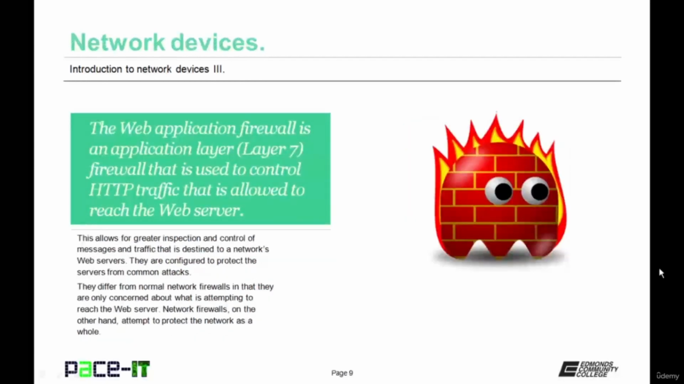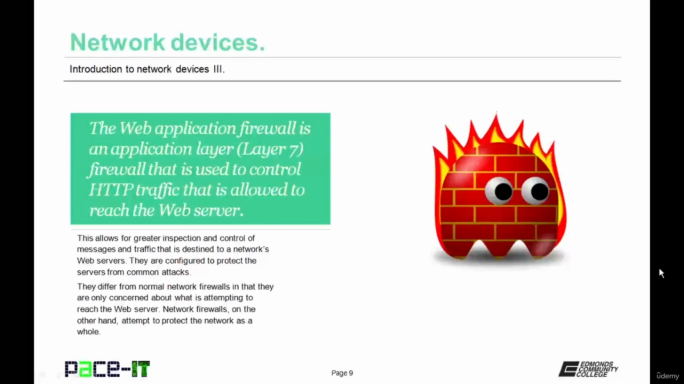The Web Application Firewall is an application layer, or Layer 7, firewall that is used to control HTTP traffic that is allowed to reach the web server. This allows for greater inspection and control of messages and traffic that is destined to a network's web servers. They are configured to protect the servers from common attacks.